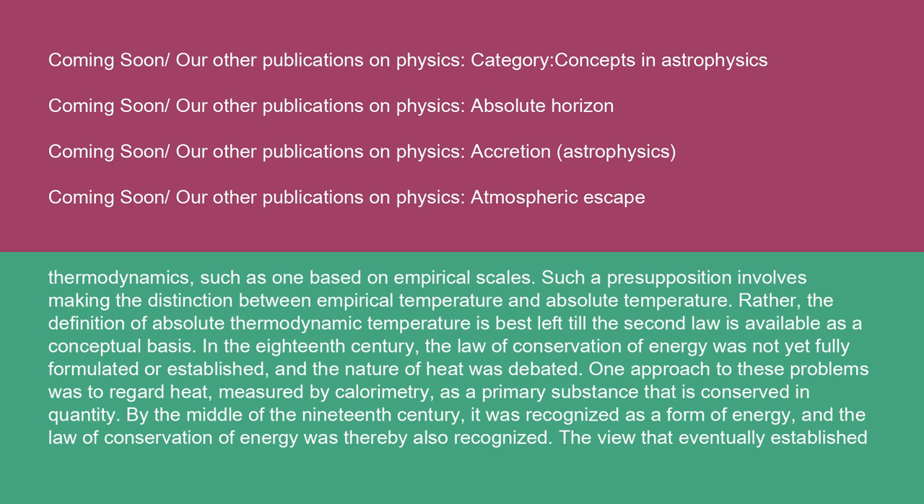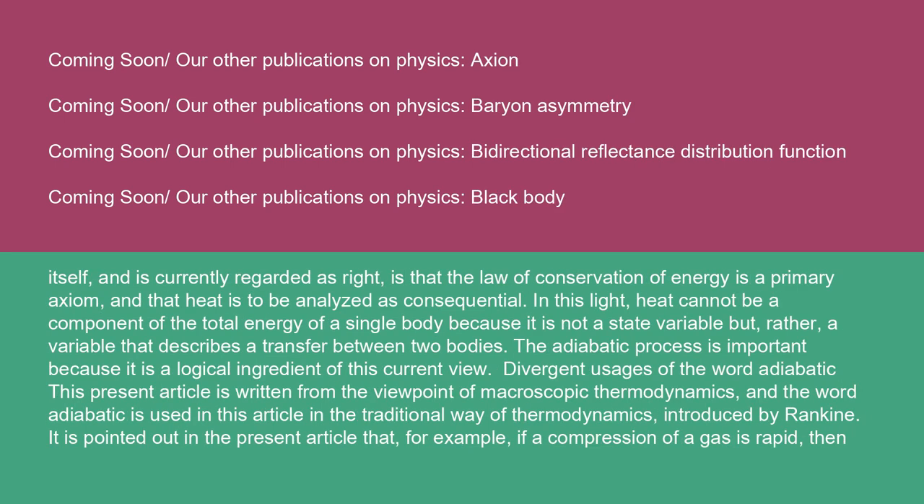In the 18th century, the law of conservation of energy was not yet fully formulated or established, and the nature of heat was debated. One approach to these problems was to regard heat, measured by calorimetry, as a primary substance that is conserved in quantity. By the middle of the 19th century, it was recognized as a form of energy, and the law of conservation of energy was thereby also recognized. The view that eventually established itself, and is currently regarded as right, is that the law of conservation of energy is a primary axiom, and that heat is to be analyzed as consequential.